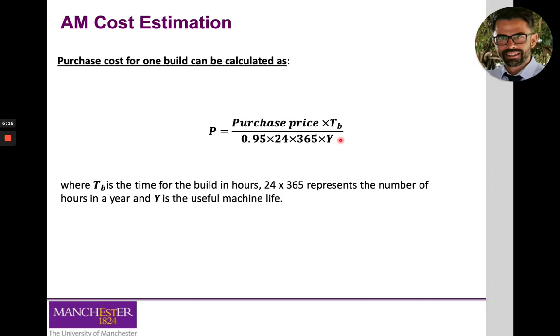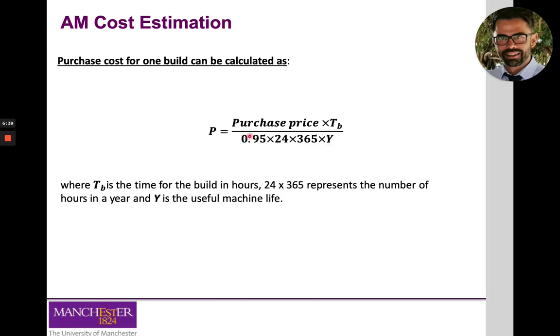Again, here we'll have to make some assumptions. One of those assumptions is that our machine will be operating 95% of the time, so we will be printing or working 95% of the time throughout an entire year. And also, we need to estimate the useful life of that machine. So for how many years can we use that machine in good conditions to print parts?